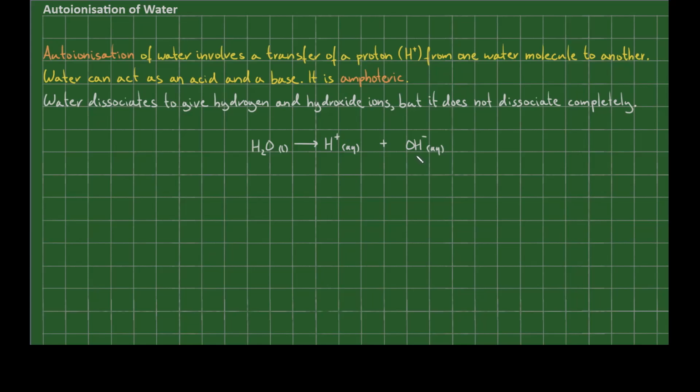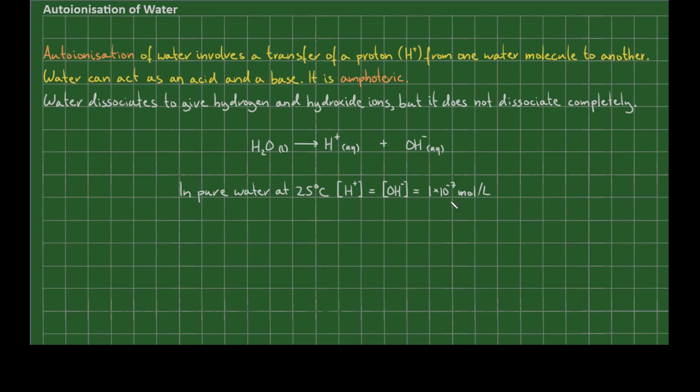In fact, only 1 in about 555 million of water molecules will undergo this autoionization. What is more, the autoionization is temperature dependent. In pure water at 25 degrees Celsius, the concentration of hydrogen ions is the same as the concentration of the hydroxide ions. And that concentration happens to be very, very small. Only 1 × 10⁻⁷ moles per liter.